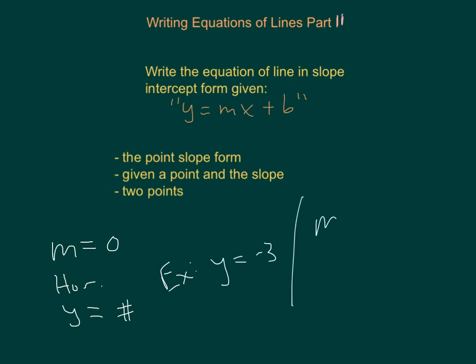And then if you have a slope that's equal to undefined, then remember your final answer is going to be x equals some number. An example of that might be x equals positive 5, and remember that's a vertical line.